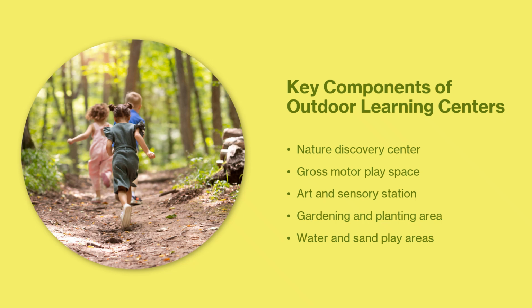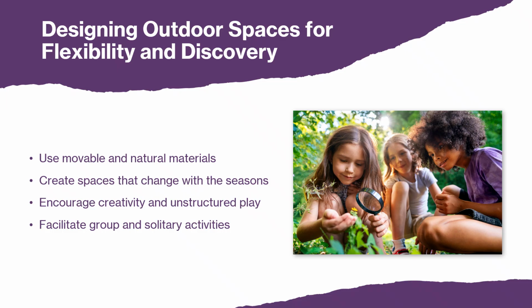Gardening and planting areas teach about life cycles and responsibility as children care for plants. Water and sand play stations provide tactile sensory experiences and early science concepts such as volume and texture. Outdoor spaces should be flexible to accommodate different types of play and learning. Using movable materials like tires, crates, and logs allows children to transform their environment with experiment, construction, or imaginative play.